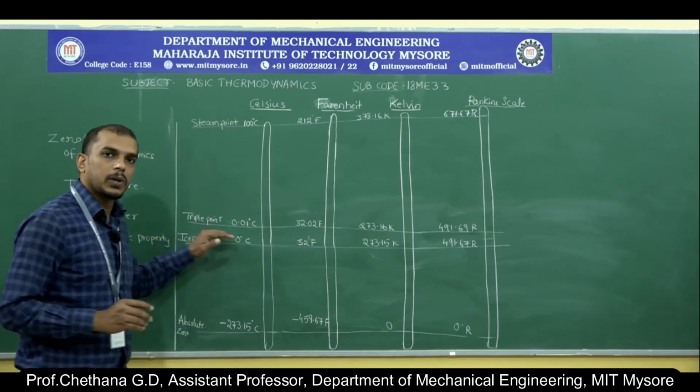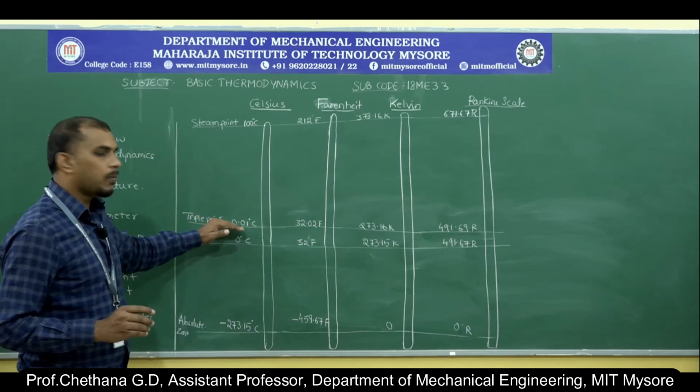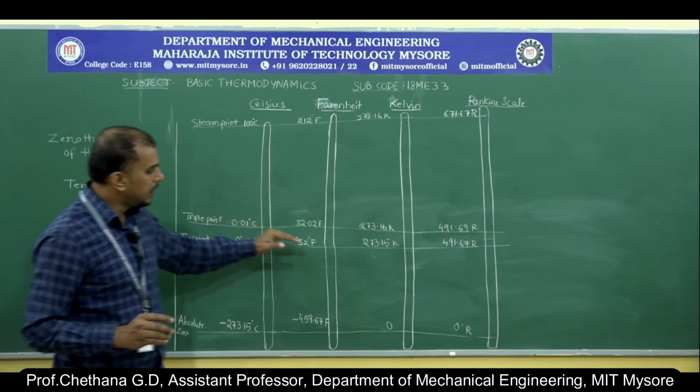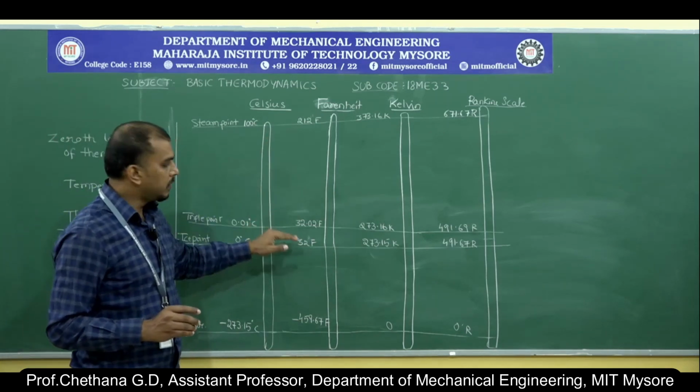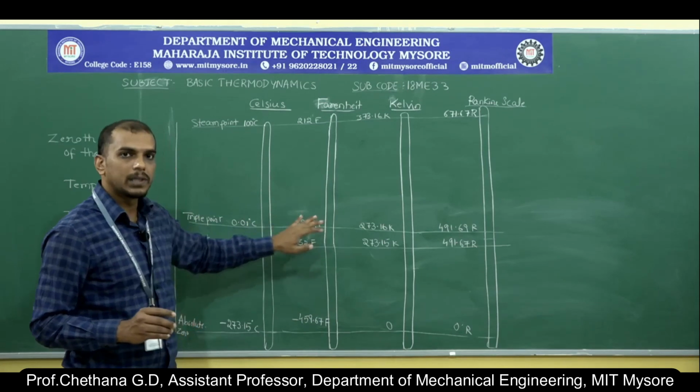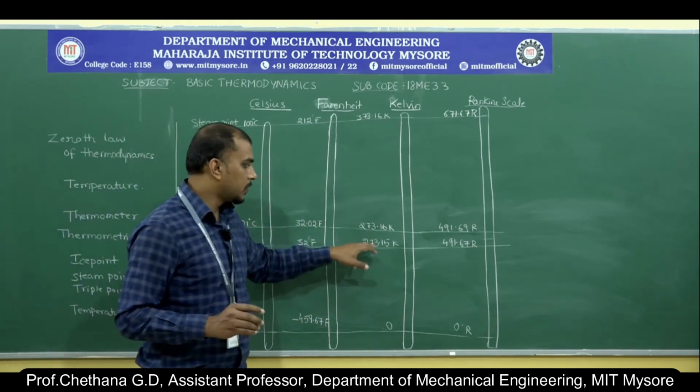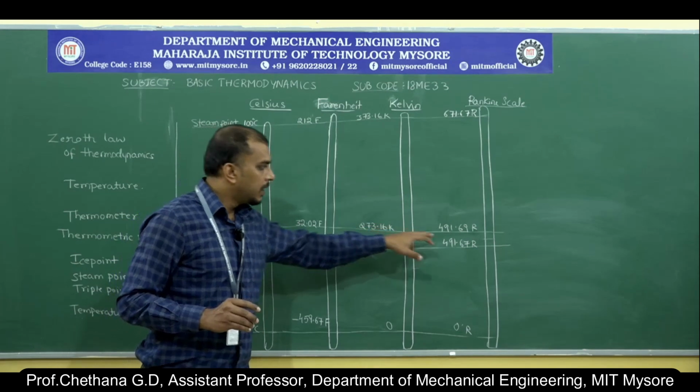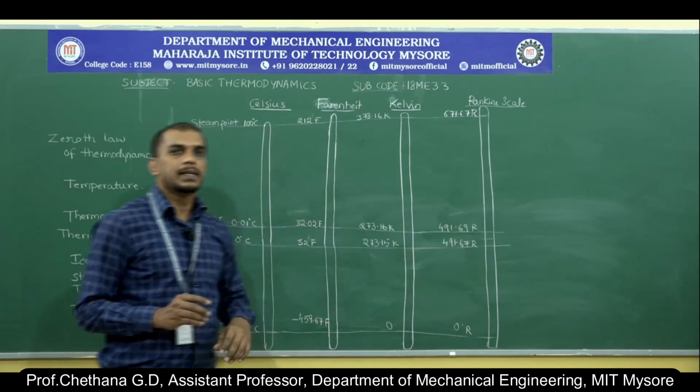Triple point also you can see, triple point is 0.01 degree Celsius here. Here, because of 180 divisions, you have 32.02. And 273.16, 491.69 is the triple point.